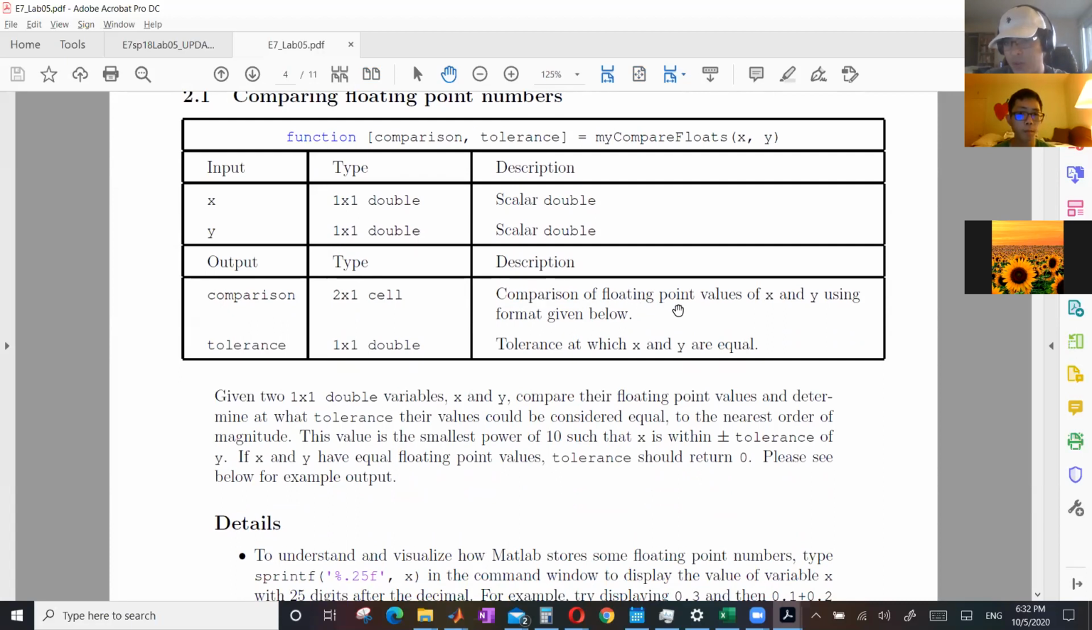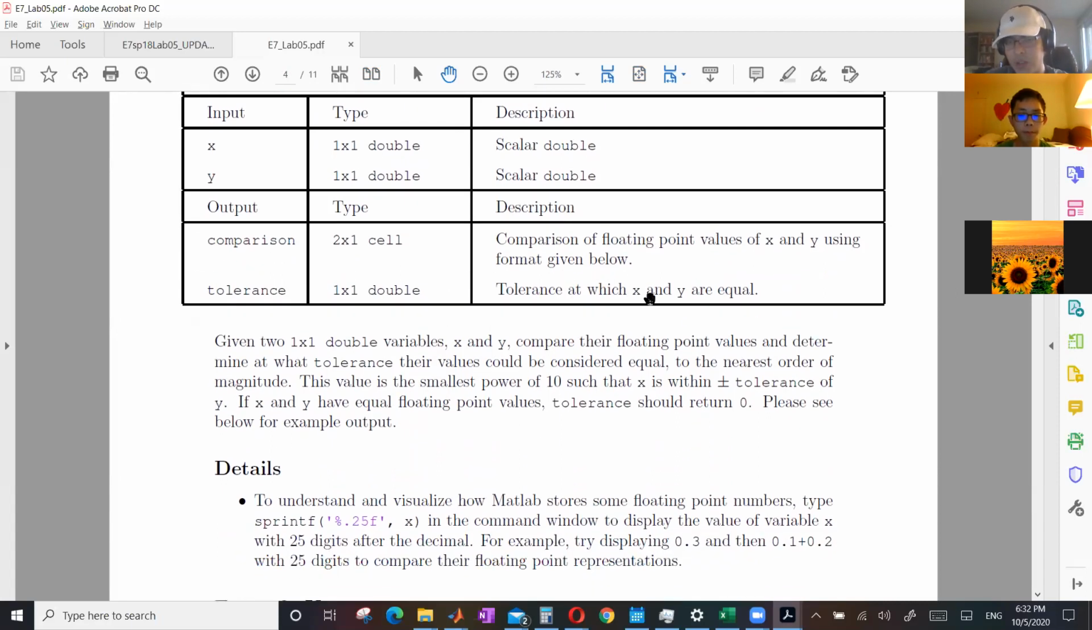This is a comparison of floating point values of x and y using the formula given below. Tolerance will be a single number. It will be a tolerance at which x and y are equal.